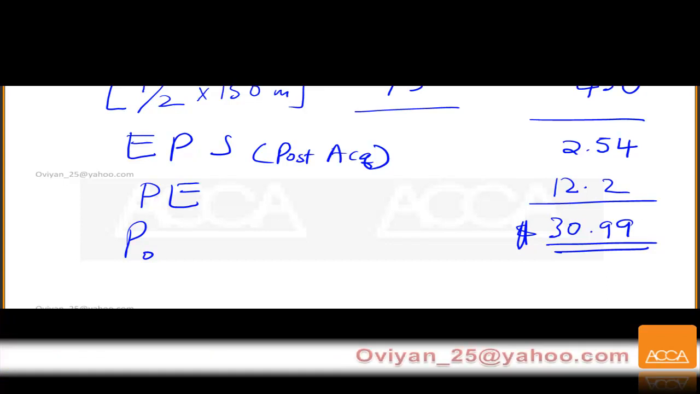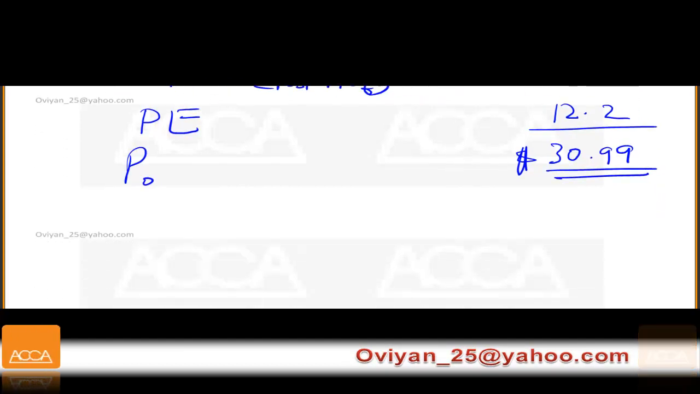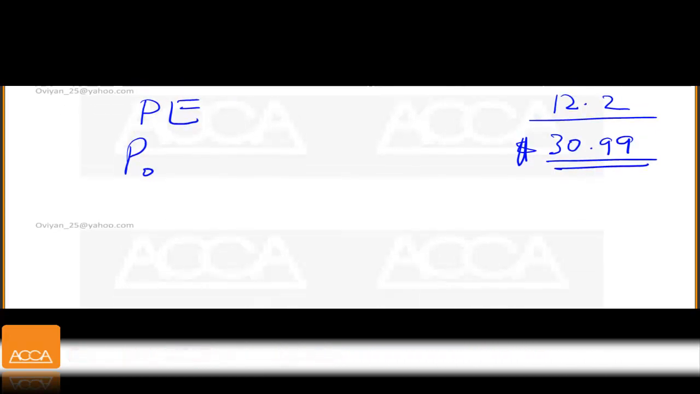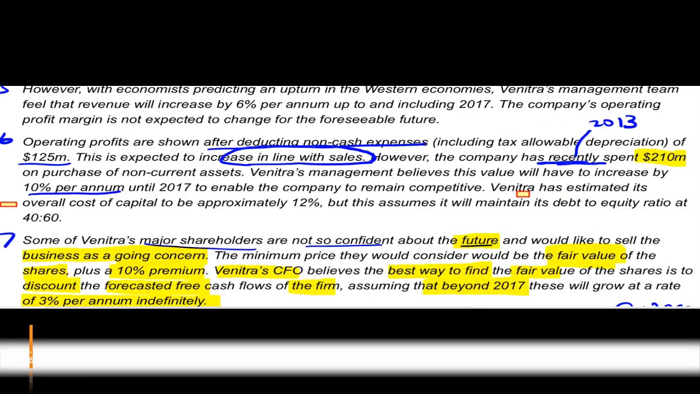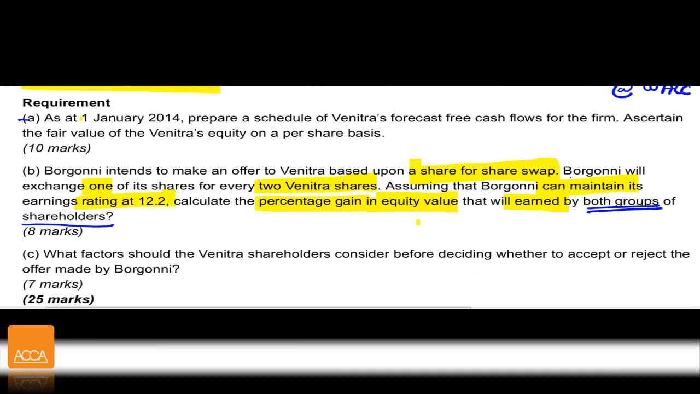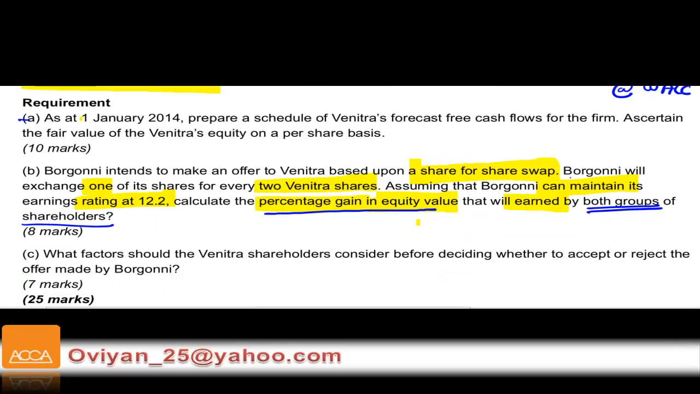So obviously it looks cheaper. If you want to convince them, just put 31, though it looks a bit high. Now, we have here 30.99. This is not the end of the question yet, because they ask what is the percentage gain in equity for both the shareholders. We're going to have a new picture. We're going to call it percentage of shareholders gain.